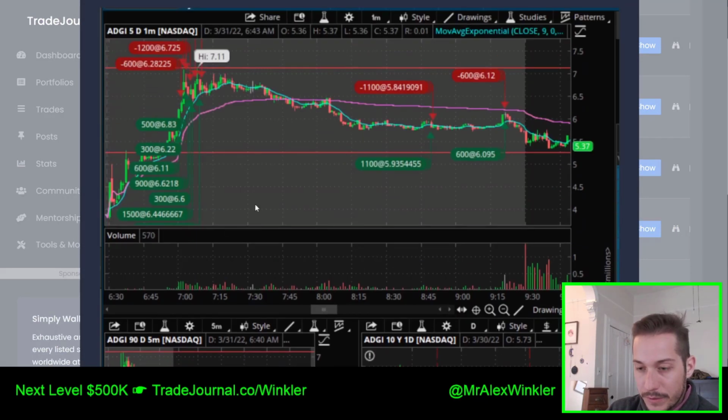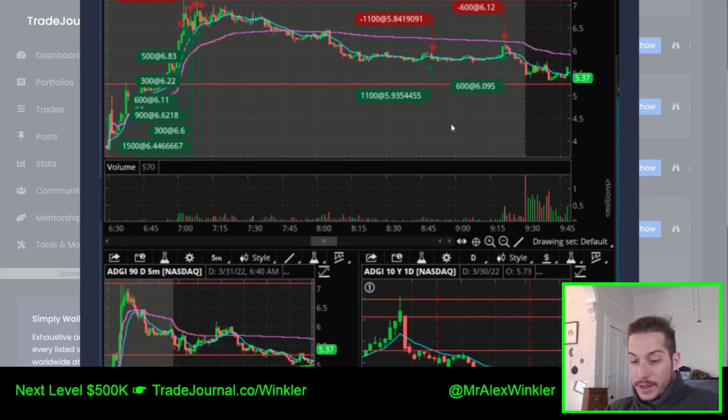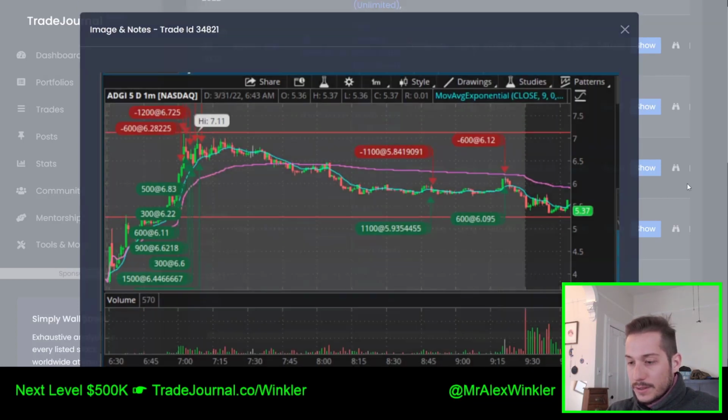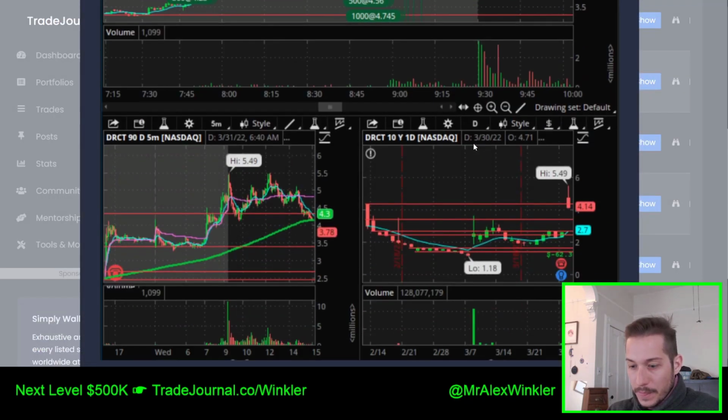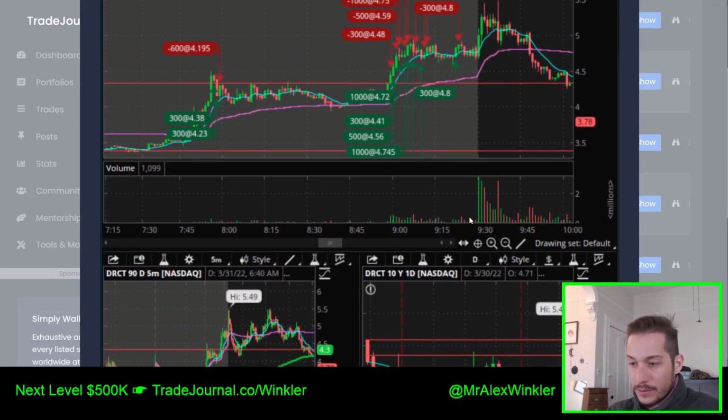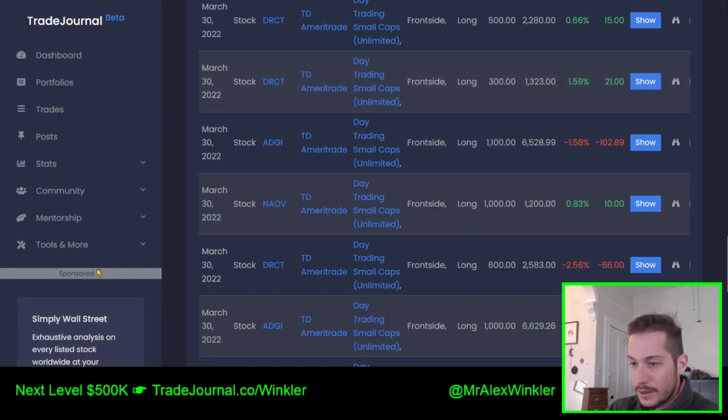Big front side move here. I nail this one, but I actually leave a lot of profit here by not getting aggressive enough. These trades were bad. These were both under VWAP. I should have not done either one of those trades. This one was a win. This one was a loss. DRCT. It's okay. Not great. It was okay. Not really worth talking about.